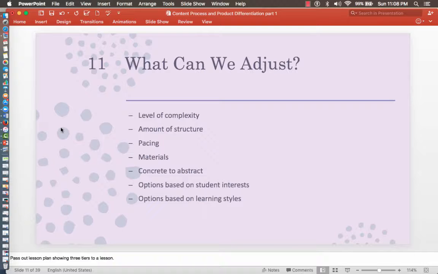Now, sometimes we want to take them back the other direction because we know that in order to better understand an abstract concept like algebra, it's easier to teach that if we start off with the concrete. And so everybody's going to start off in that one particular place. So we want to really look at how does this lesson function? And then we also want to look at student interests and give them some options based on their learning styles.